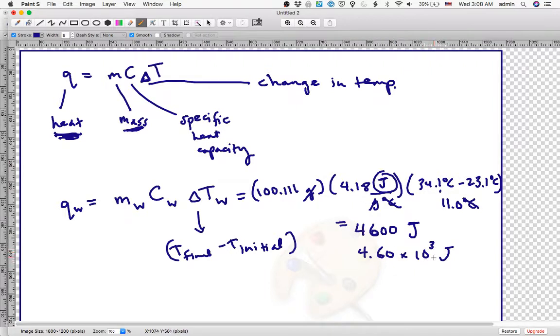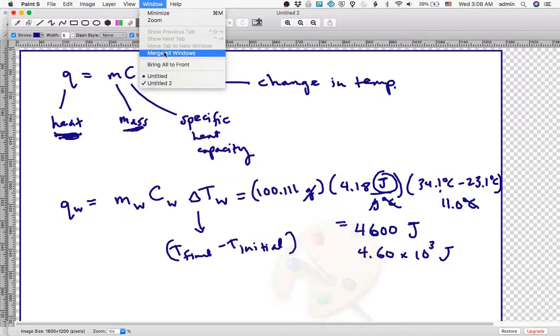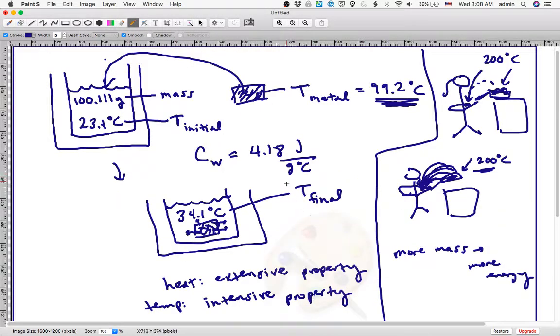What is the meaning of this? This is the heat energy that the water absorbed. So the water here absorbed 4,600 joules of heat energy from this hot piece of metal. That's a nice answer there. However, that is not the answer.